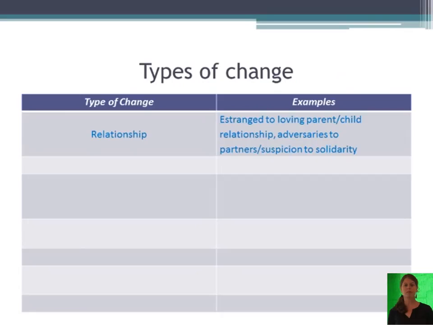Now before we cover outcomes, let's look at types of change. These will help you to really grasp the concept of outcomes a little bit more and to be able to categorize your outcomes so you can think about them in better terms. So for example, estranged to a loving parent-child relationship, adversaries to partners, or suspicion to solidarity. The next would be a status change, say a vulnerable youth to a community leader.